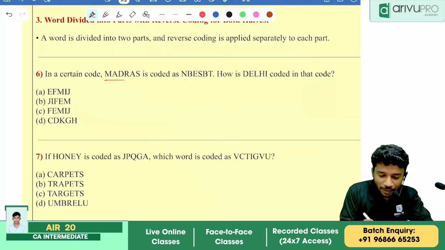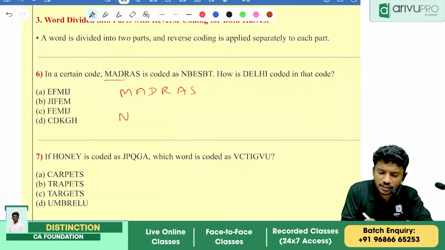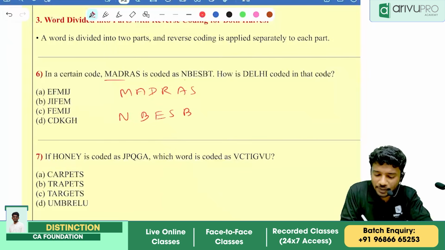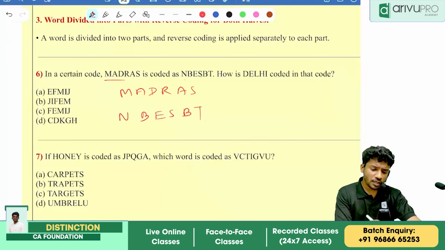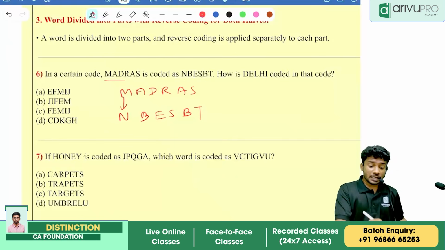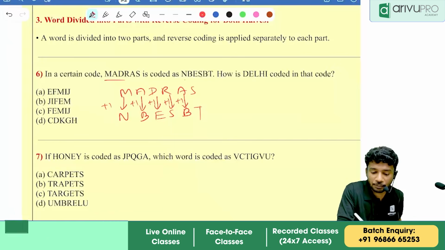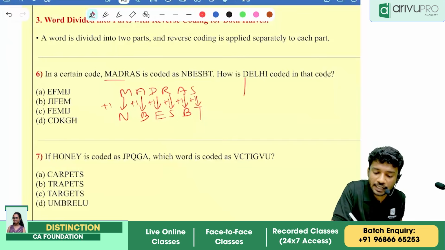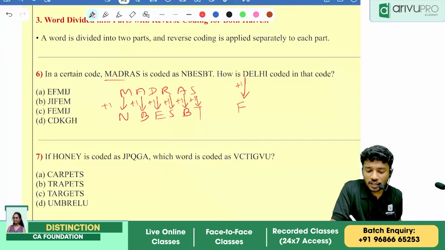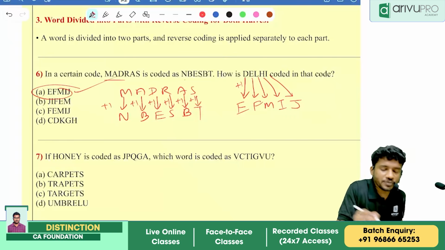Now look here. Madras, M-A-D-R-A-S, is coded as N-B-E-S-P-T. Now, if you look here, M is becoming N, plus 1. A is becoming B, plus 1. D-E plus 1. R-S plus 1. A-B plus 1. S-T plus 1. Then Delhi will be what? D plus 1 is E. E plus 1 is F. L plus 1 is M. I plus 1 is J. Which option is the answer? Option A is the answer.